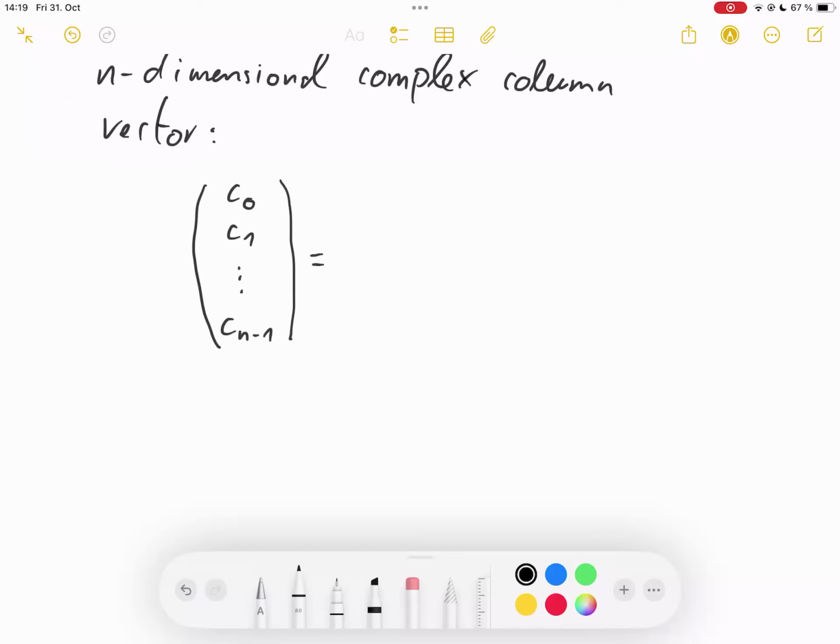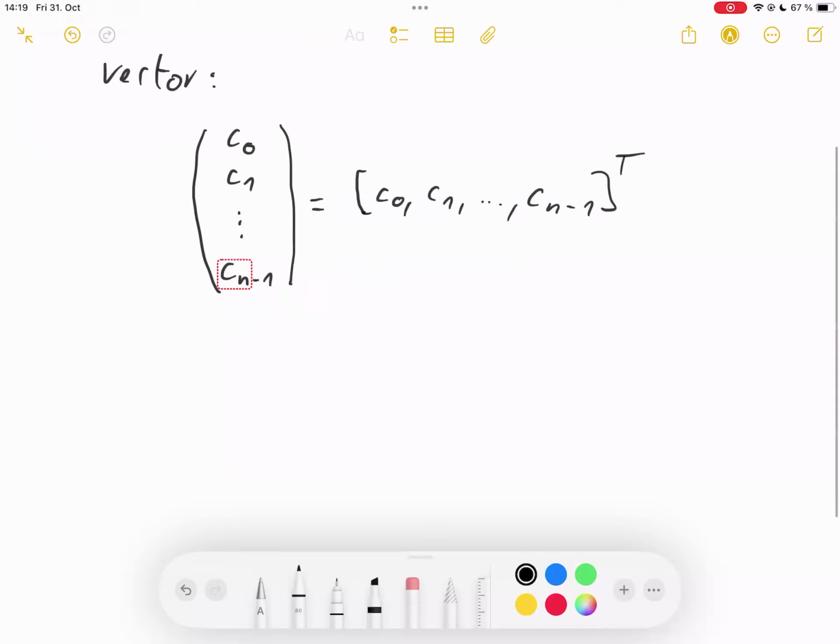But just also in the slides, to save some space, we will oftentimes just use a row vector that we transpose. So C0, C1 up to Cn minus 1, and that's transposed. So this is equivalent. And we will introduce a new notation from now on. What we will have is a so-called ket notation, which is not an animal, but rather called K-E-T. And these kets will look something like this.